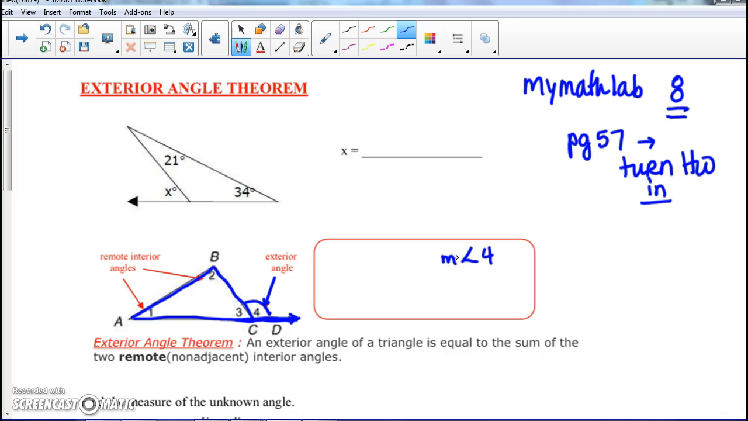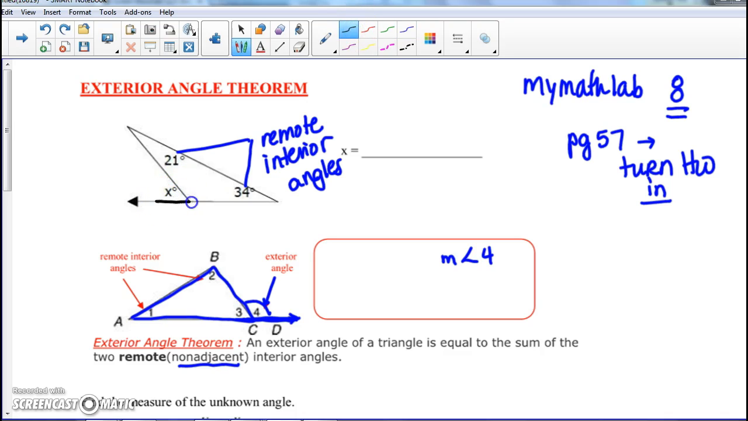So, the measure of angle 4. Because angle 4 and 3 make a straight line, looking up here, these are called the remote interior angles. And the reason they're called that is because they are non-adjacent to the angle that's the exterior. These two angles have a special relationship with this, and I'm going to go through why.